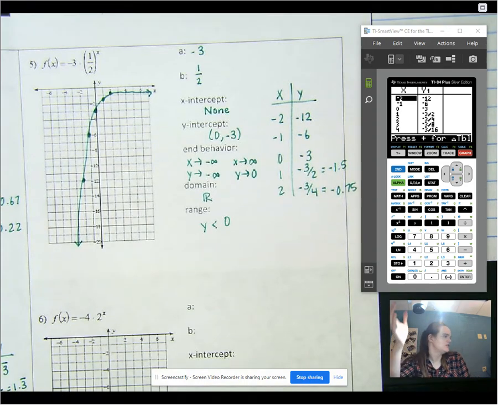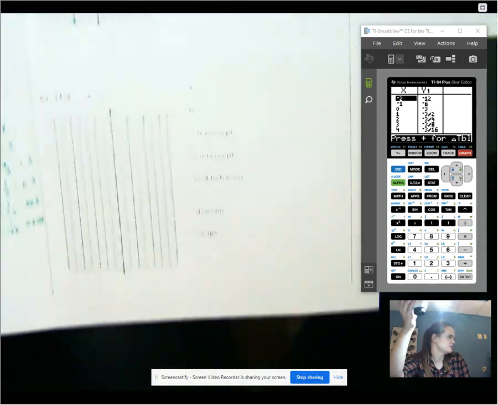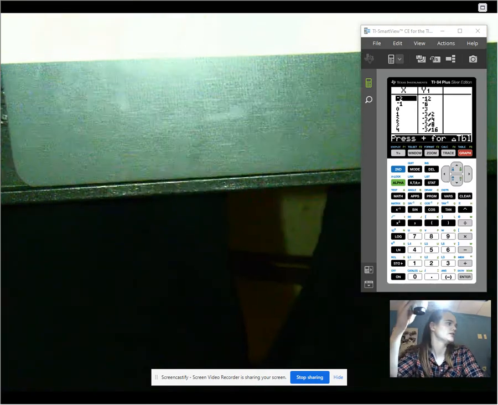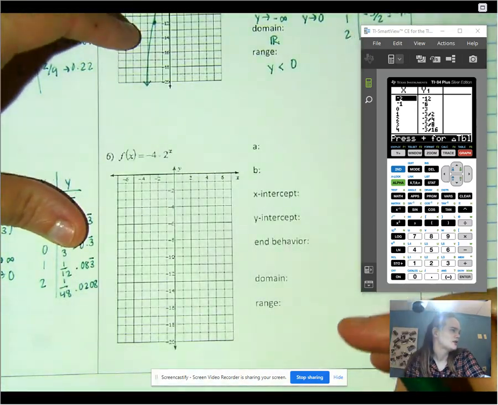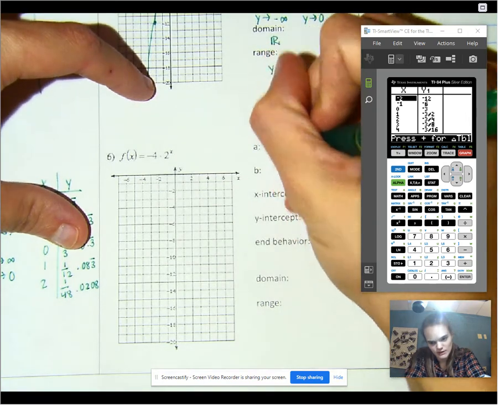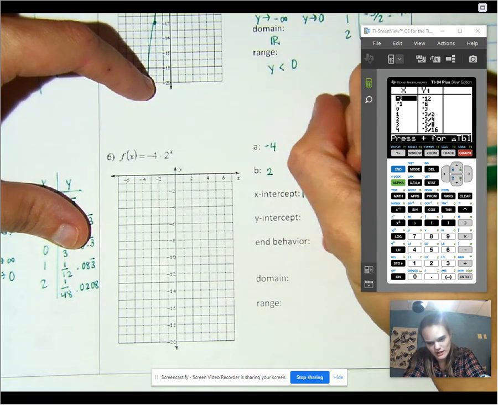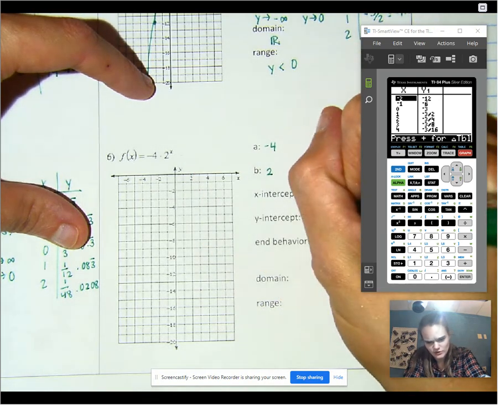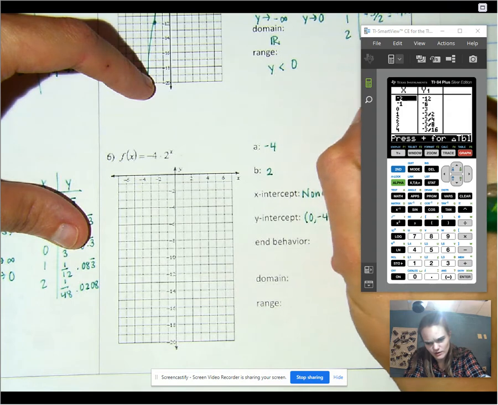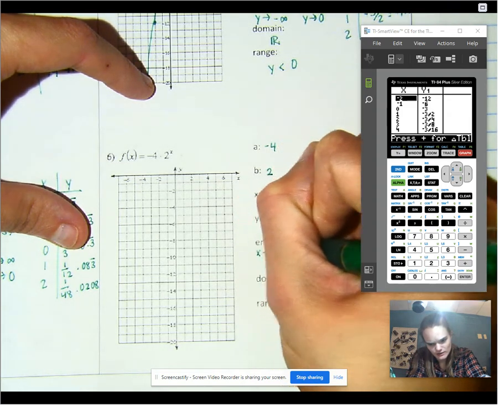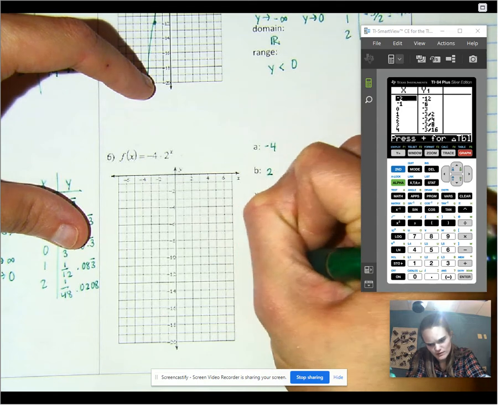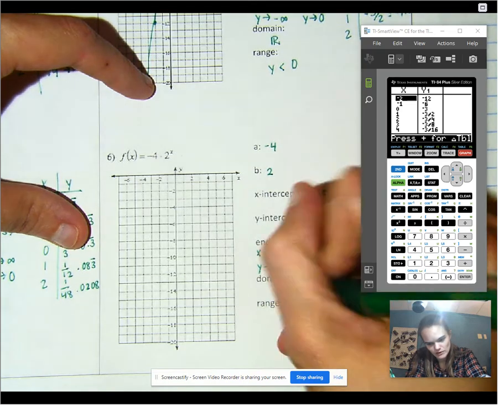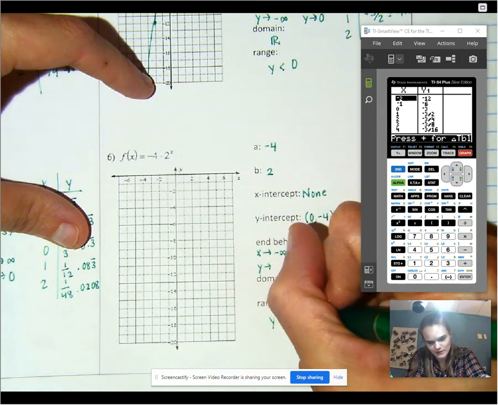Okay. All right. Last, number 6. I cannot see number 6. I'll fix it so you can. All right. Number 6. A is -4. B is 2. There are no x-intercepts because there's no plus or minus. The y-intercept is 0, -4. In behavior, we don't know yet. Domain is all real. Range is y is something compared to 0.